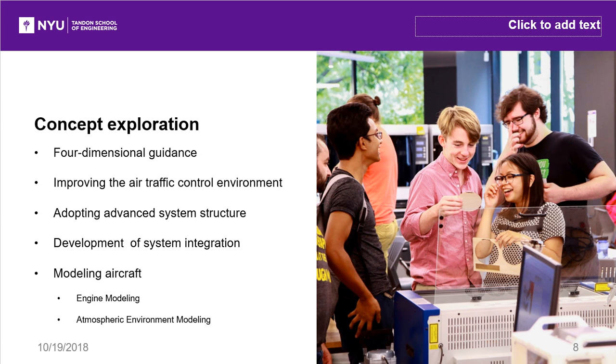The next one is modeling aircraft. The modeling aircraft is mainly divided into two modelings. One is engine modeling. The next one is atmospheric environment modeling. I'm going to talk more about the modeling aircraft because this is the concept definition I choose. And also for the concept explanation, we can improve the air traffic control environment.